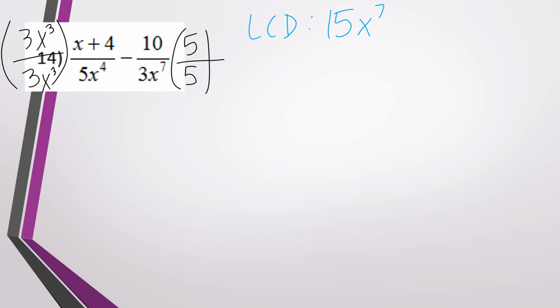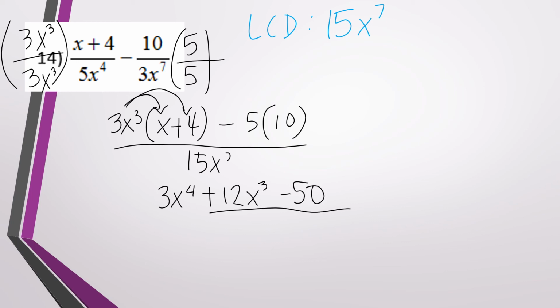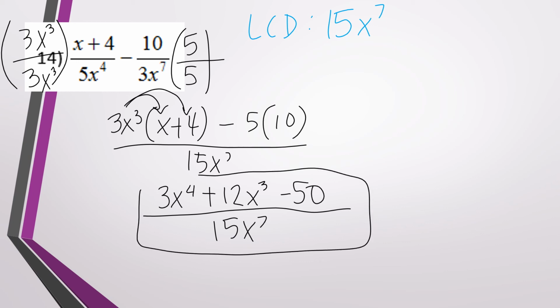So again, you can just distribute it if you want all in one step. I write it down because it's easier that way. All over 15x to the 7th. So 3x to the 3rd times x would be 3x to the 4th. 3x to the 3rd times 4 would be 12x to the 3rd, and then minus 50 over 15x to the 7th. There is no number that all of those can be divided by, so I'm going to leave it like that.